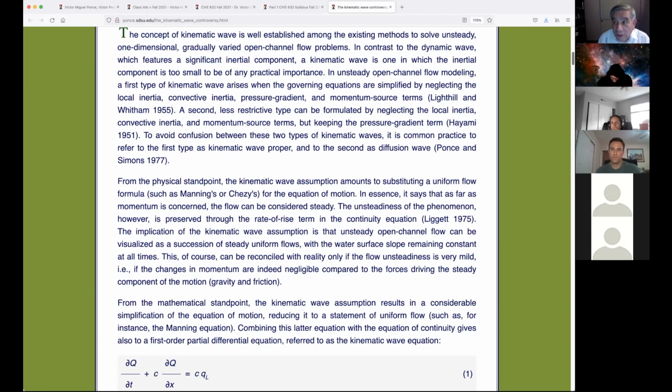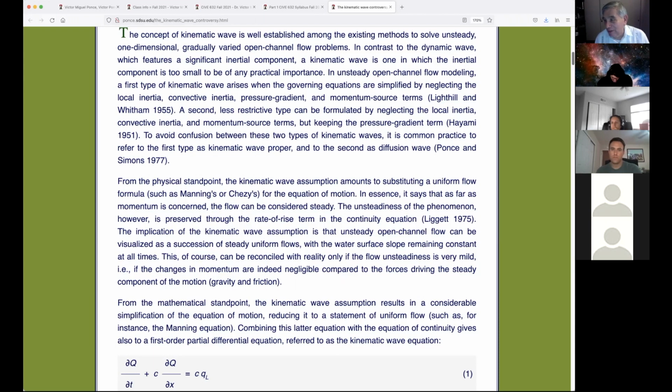At the time, there were other people that were calling the same concept different things. And that usually happens at the beginning of something new. The name zero inertia comes to my mind. In fact, the diffusion wave has zero inertia. But why call it zero inertia when you could call it diffusion wave?